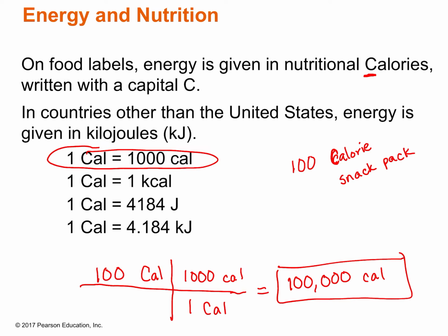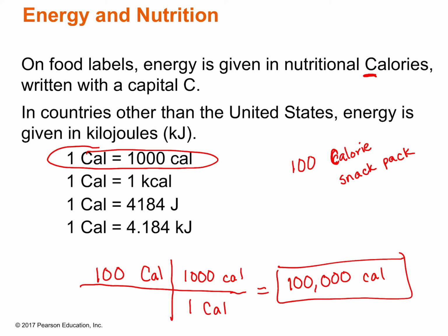But obviously that would send your mom or your sister or whoever it is into a panic if they were thinking they were eating 100 calories and really they were eating 100,000 calories. That would be a little alarming. But just so you know, the calories that you're seeing on the food label are capital C calories, which are actually 1,000 little c calories. So if you want to panic somebody, that's the way to go.